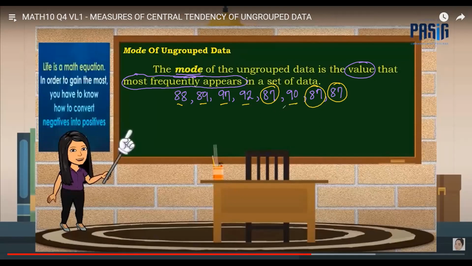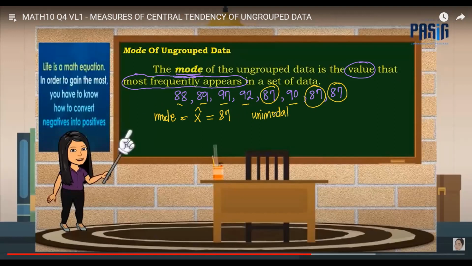Okay? So yung tawag natin dyan, kapag tinanong ka, ano yung mode? Ano yung mode natin dito sa given data na to? And we use the symbol for mode. We will write 87. Kasi yun yung maraming beses natin nakita sa set of values natin. At ang classification yan, ang tawag dyan ay unimodal.